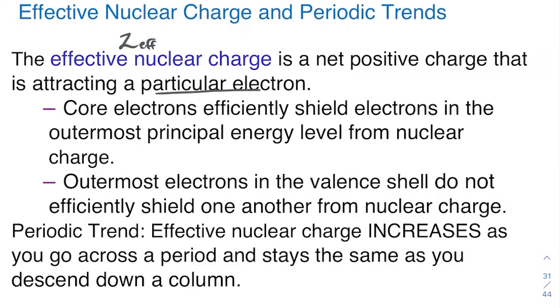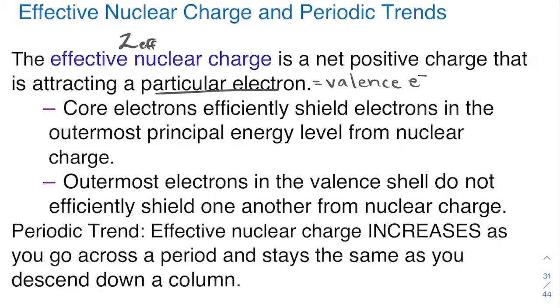The particular electrons that we want to focus on are those valence electrons, because those are the ones that go into reactivity. Can we calculate the effective field of the nucleus on those electrons and understand why some are more reactive than others? So the outermost electrons in the valence shell do not shield one another. They will only be shielded by the core.